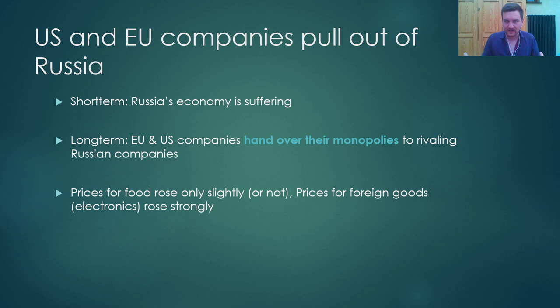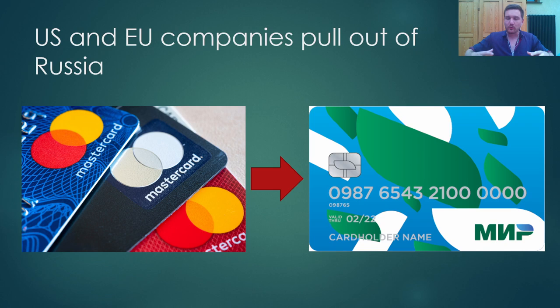Meanwhile, the prices for foreign goods, meaning electronics, smartphones and so on, rose strongly. And an example of how the West handed over their monopolies on a silver platter was when MasterCard and Visa pulled out of the Russian economy. The Russian version, Mir, just basically overtook the market, right? And now everyone is using not MasterCard, but Mir as their credit cards. So I would argue that in the long run Russia is regaining a lot of economic sovereignty. Because if you think about it, isn't it crazy that Russia or China or whatever is using an American credit card system from an American company? This will make the Russian economy more sovereign, regain sovereignty.